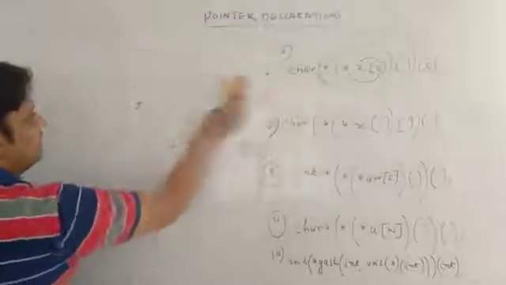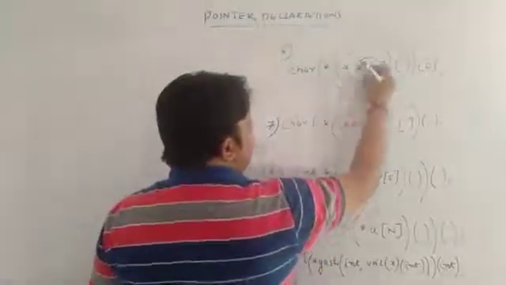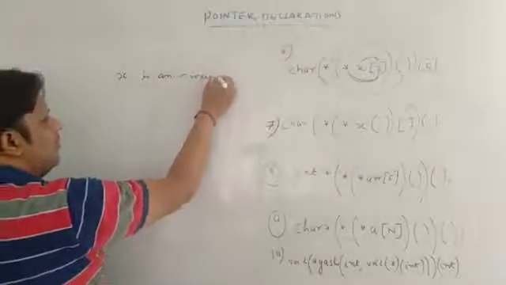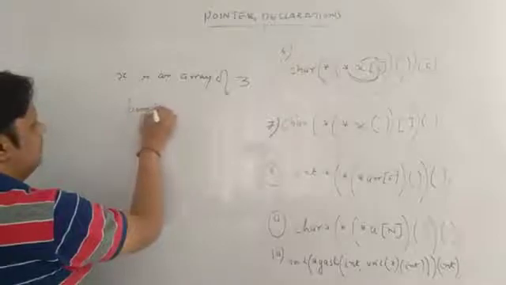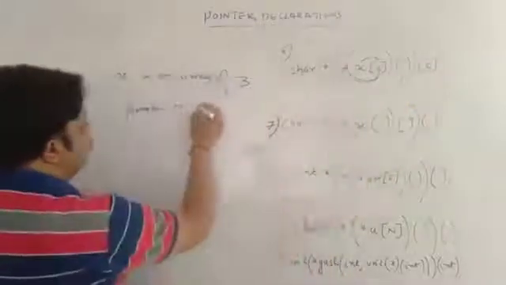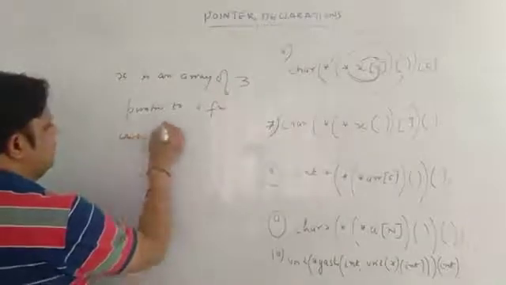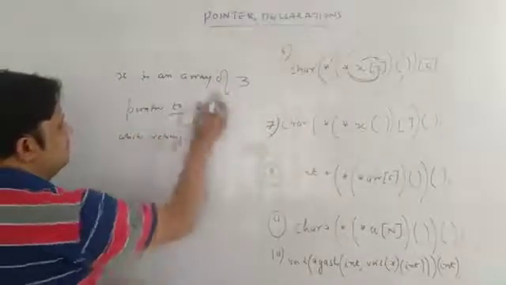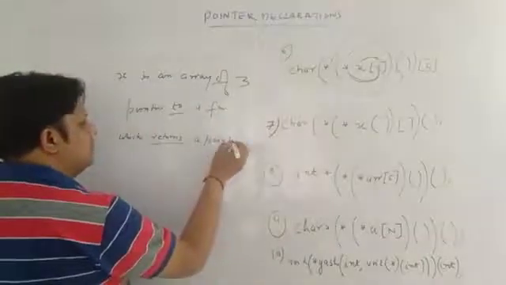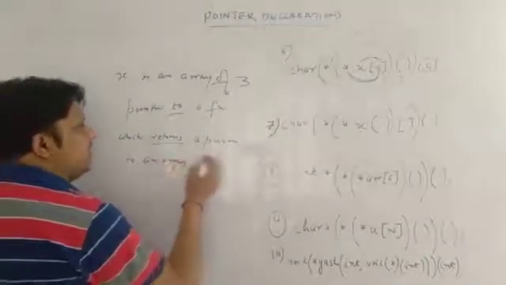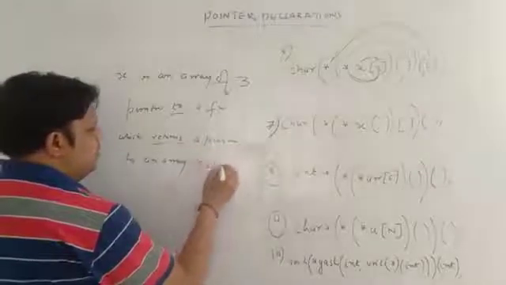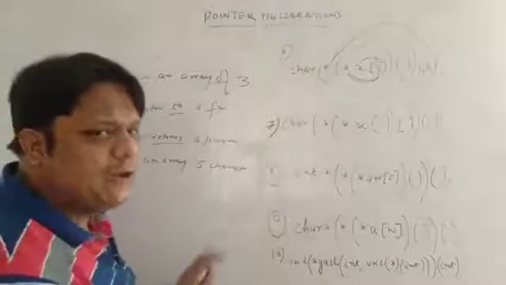Now moving on to the sixth statement. So now what is x? See, break this first. x is an array of 3 pointers, right, pointers to what? x is an array of 3 pointers to a function which returns a pointer to an array of 5 characters. Fine. I hope it is clear so far.